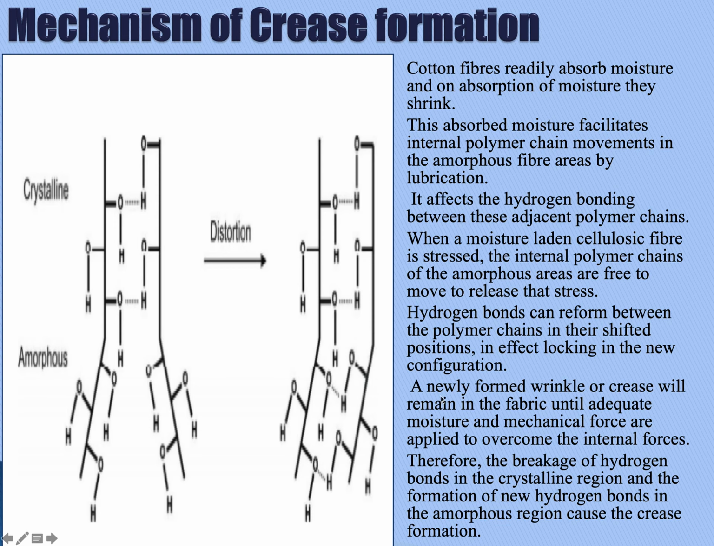A newly formed wrinkle or crease will remain in the fabric until adequate moisture and mechanical force are applied to overcome the internal forces. Therefore, the breakage of hydrogen bonds in the crystalline region, the breakage of hydrogen bonds and the formation of new hydrogen bonds in the amorphous region causes the crease formation. Because of these bonds that are forming between the adjacent groups in the polymeric chains in the amorphous region, this causes the crease formation to take place.